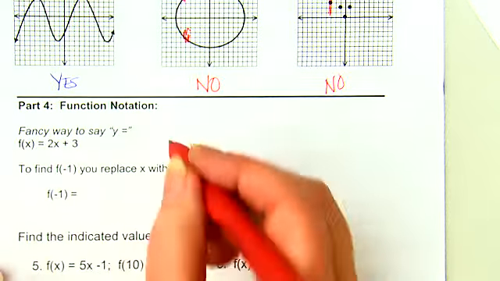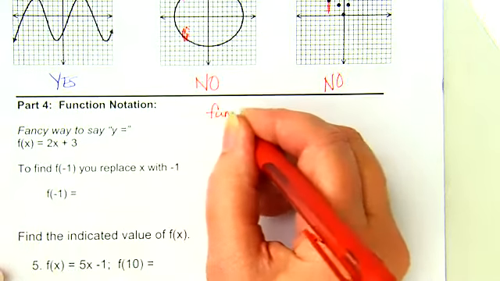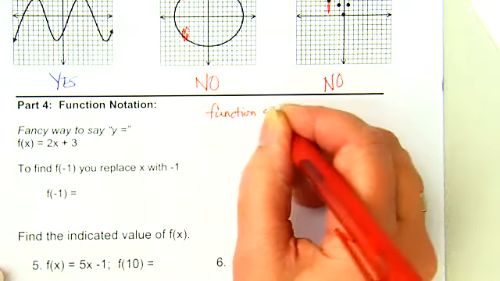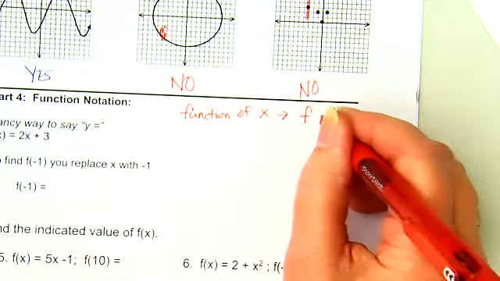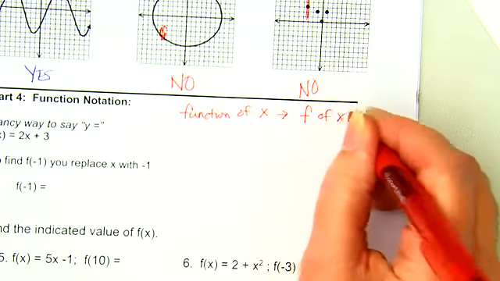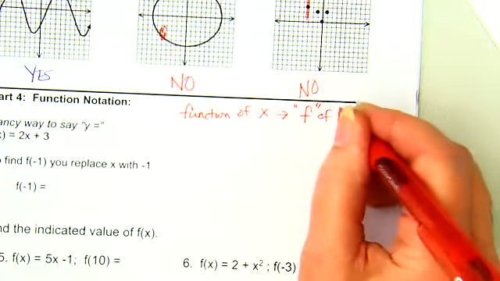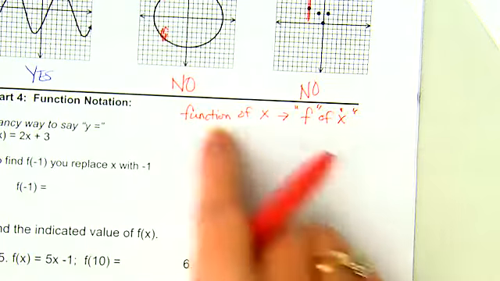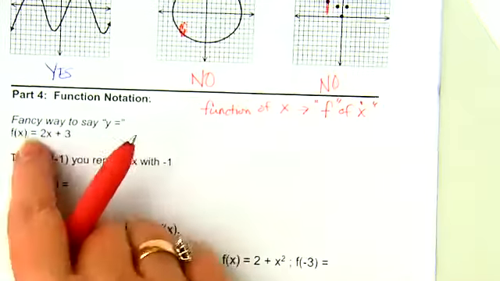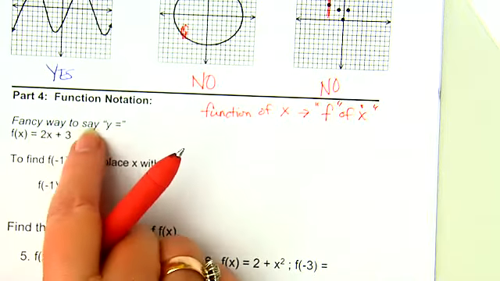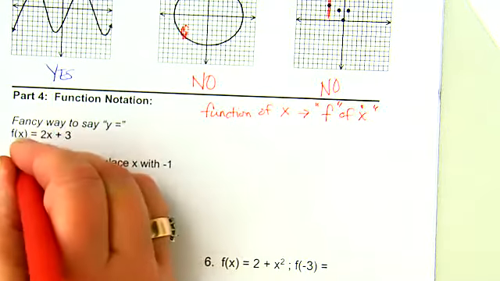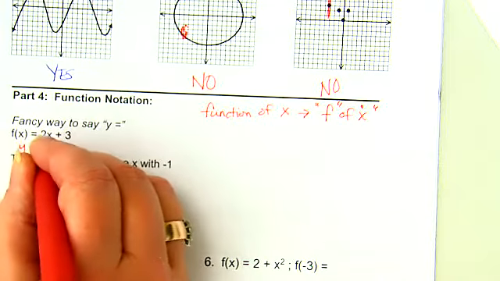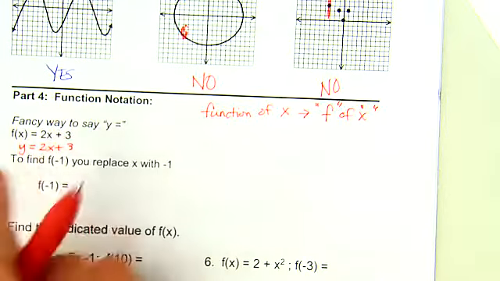What it stands for is function of x. We translate that, we usually say f of x. So we say like the letters, but it stands for function of x. So this is a function of x, which is just a fancy way to say y equals. So it's another way to say y equals. This would be the same thing as y equals 2x plus 3.